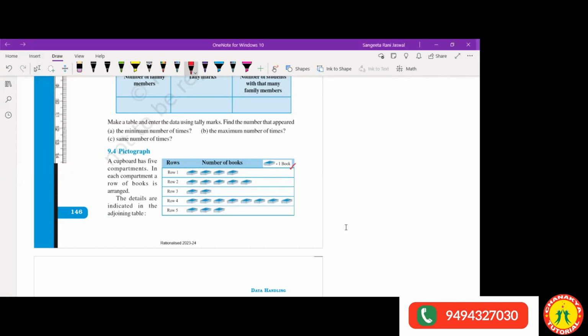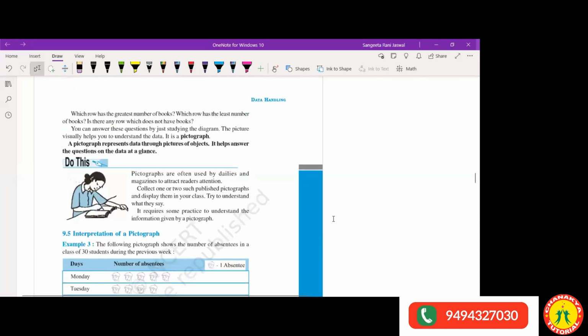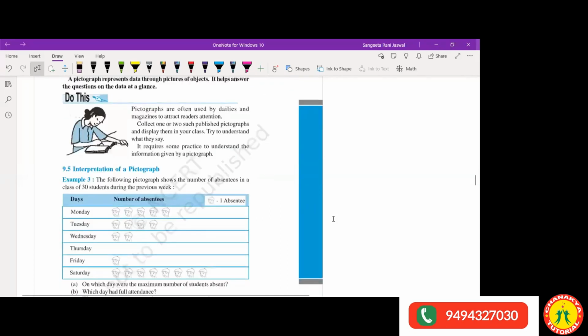1, 2, 3, and 4. In row 2, 1, 2, 3, 4, 5 books are there. In row 3, 2 books. In row 4, 1, 2, 3, 4, 5, 6, 7, 8 books. In row 5, there are 1, 2, 3 books. So with the pictures, you can easily make out how many books are in each row. Just by looking at the pictures, you can understand the pictograph. Now let's see here.